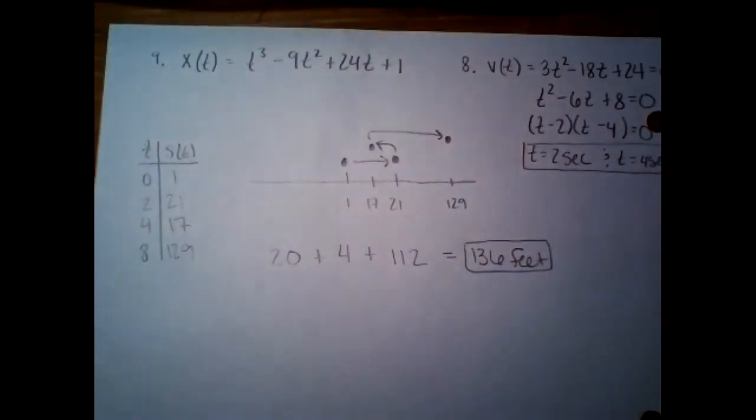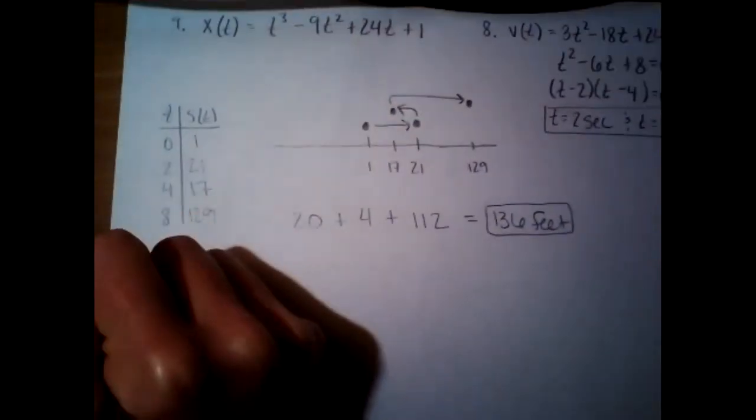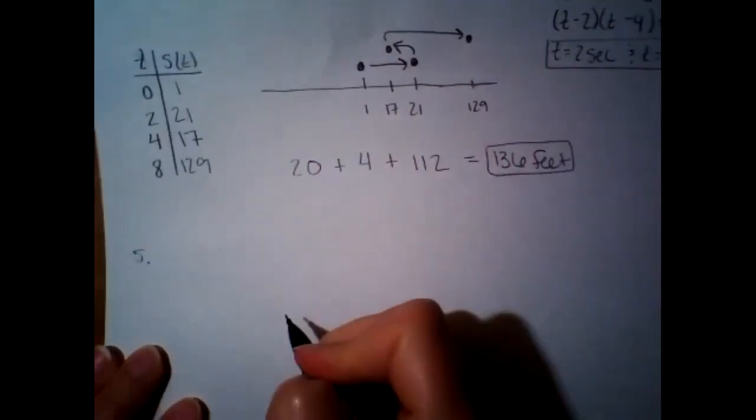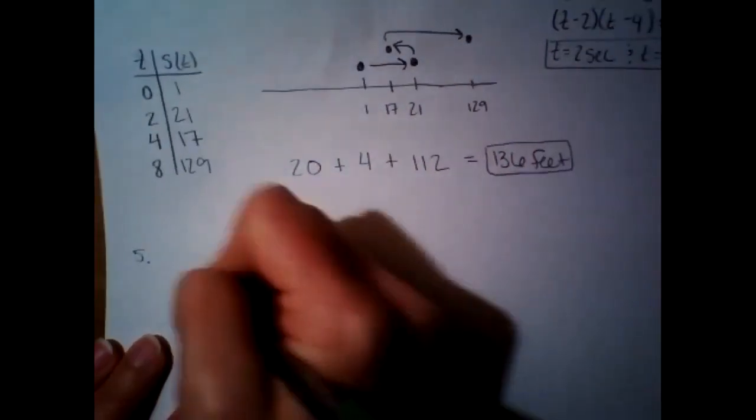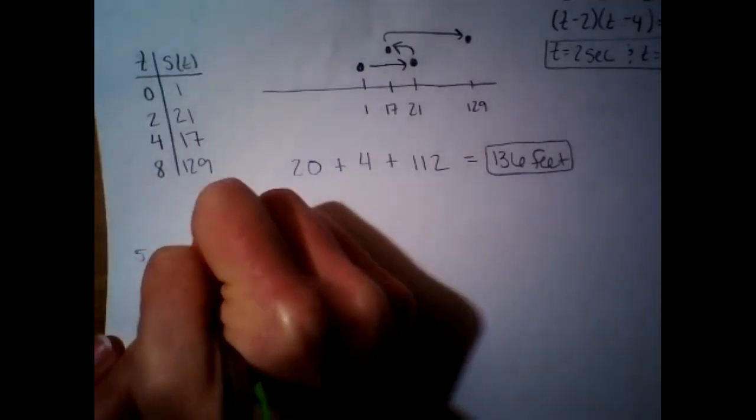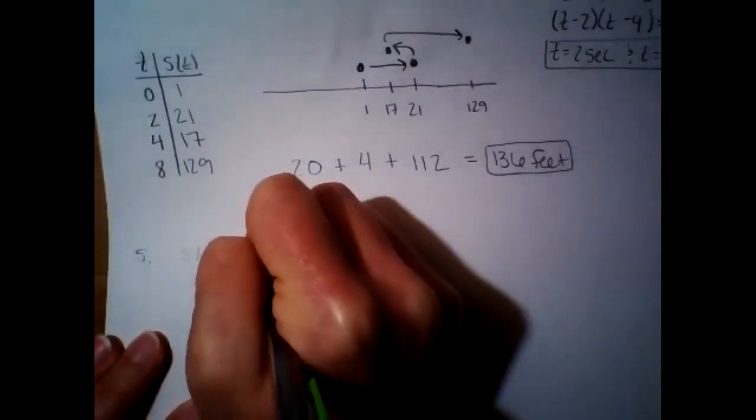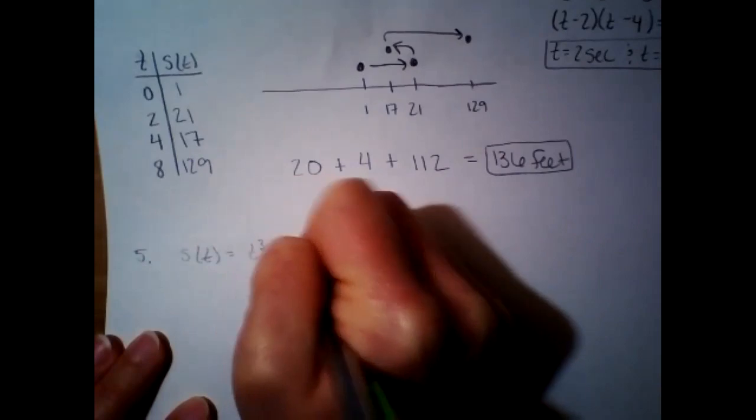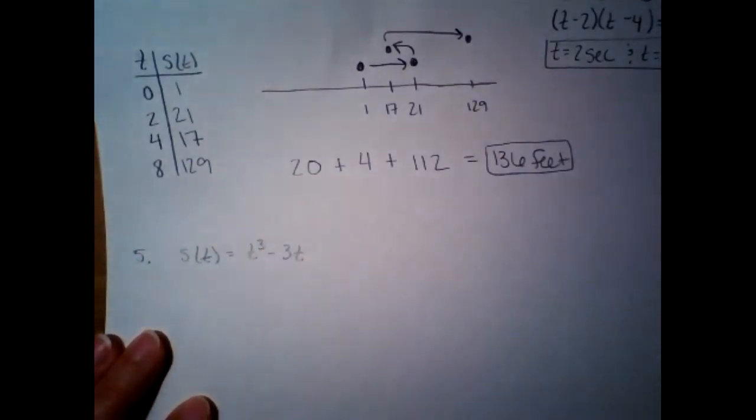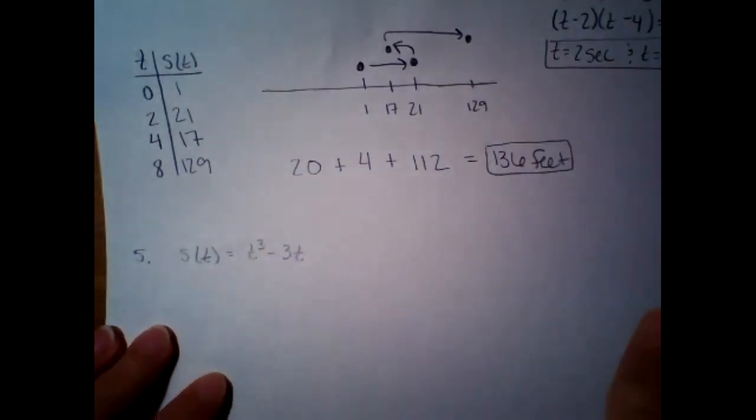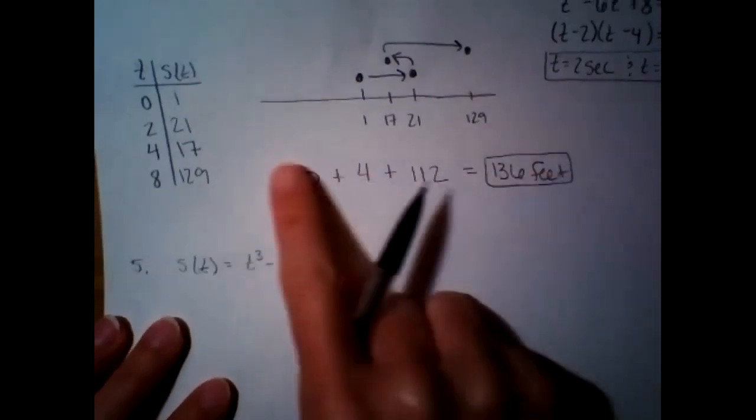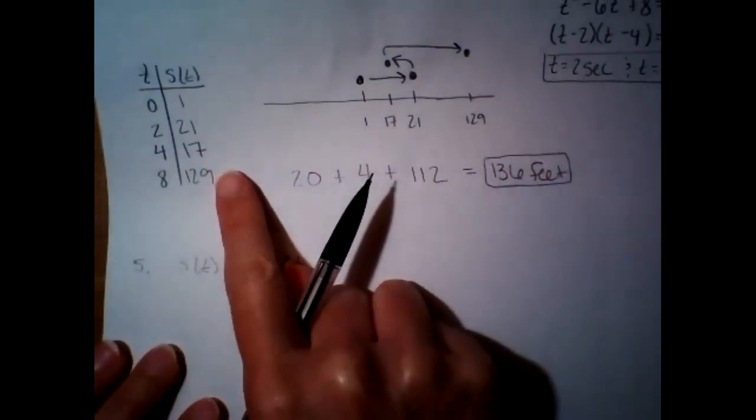All right, and then I'm just looking back at the chat. 5, 6, and 7. So yeah, they all kind of go together. So I don't mind doing like a cluster of problems there. All right, so on the front page, the position function is t cubed minus 3t, and 5 is asking for the total distance traveled in the first 5 seconds. So that's really similar to the one we just did.